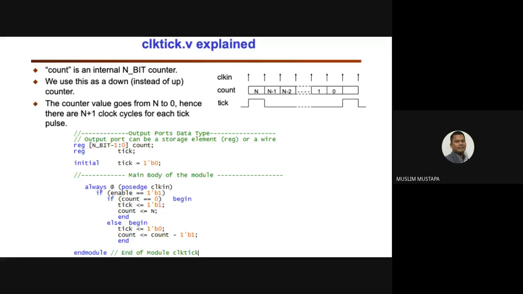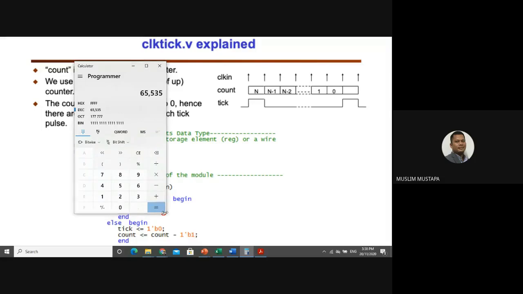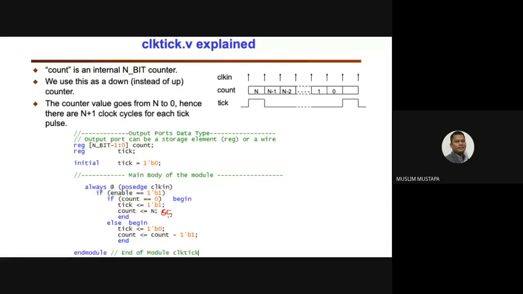If you see here, after the user inserts the n value, it goes into this always loop. So always at the positive edge of the clock in, based on the clock in, if enable is equal to 1, then check again: if count equal to 0, begin, tick equal to 1. So tick equals 1 here, and then count equal to n. So if you set n equal to 65,535, which is all 1s, 65535.